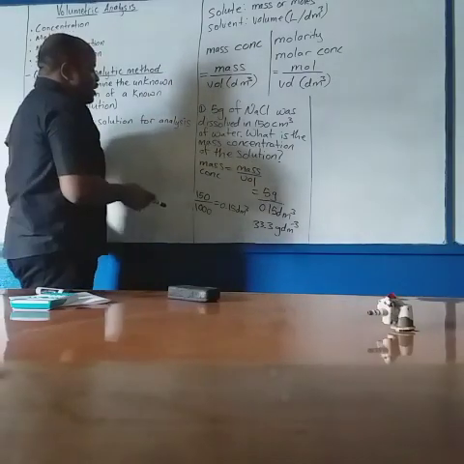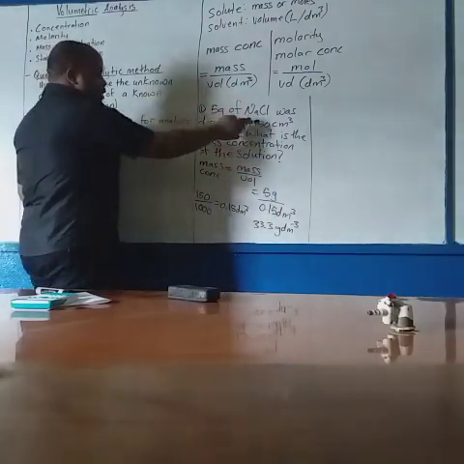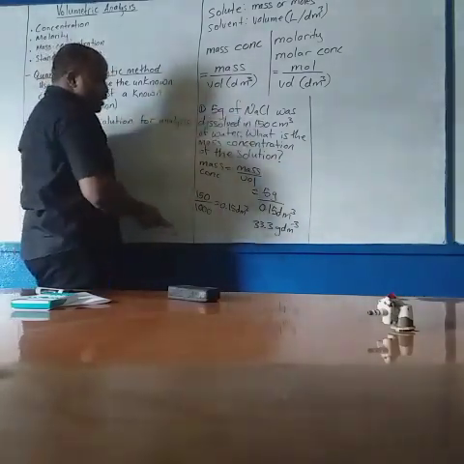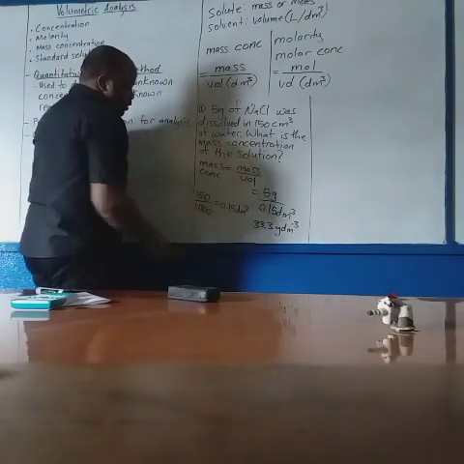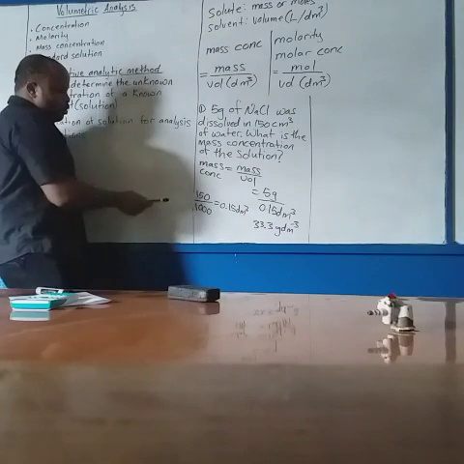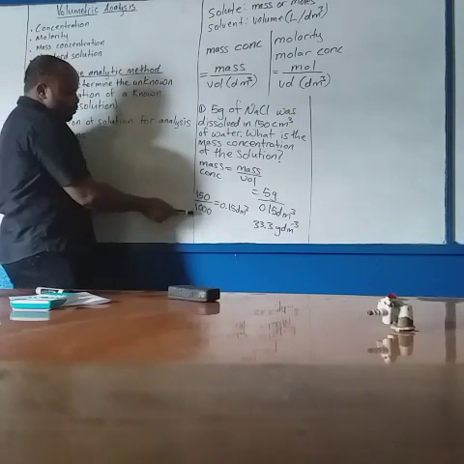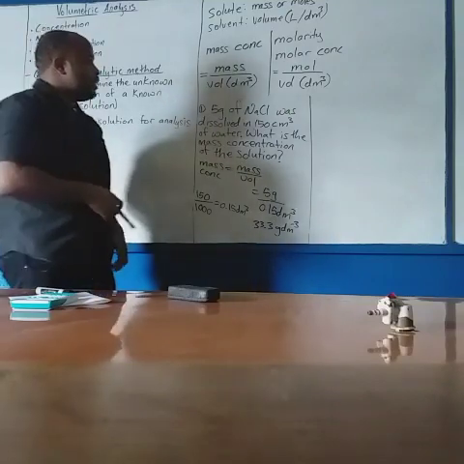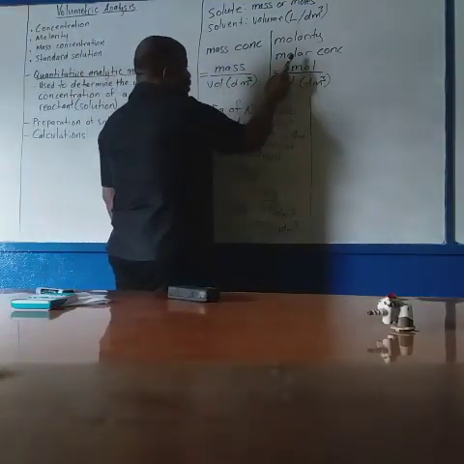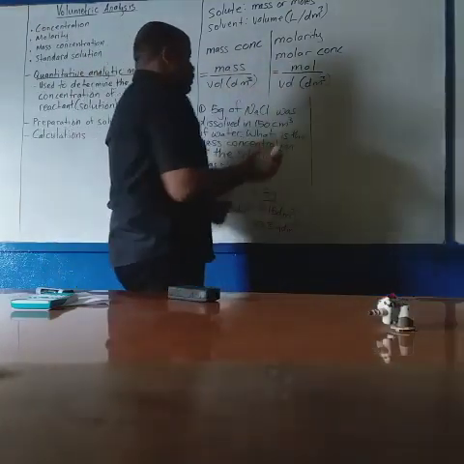So if you are provided with the mass and the volume, it's a straightforward calculation. Just divide the mass by the volume, but ensure that you convert the volume to dm³. And that's it. Let's try one now with molar concentration.